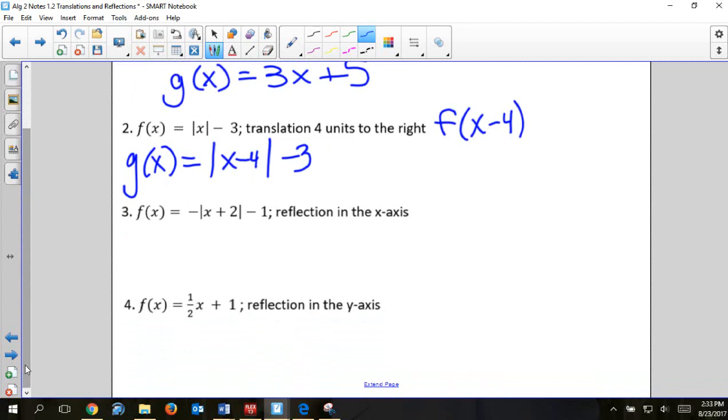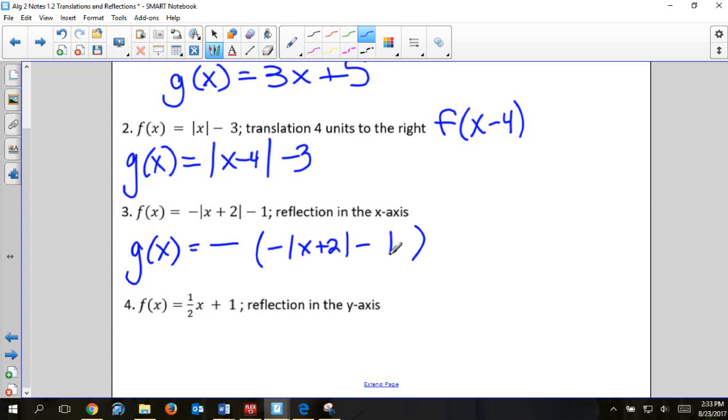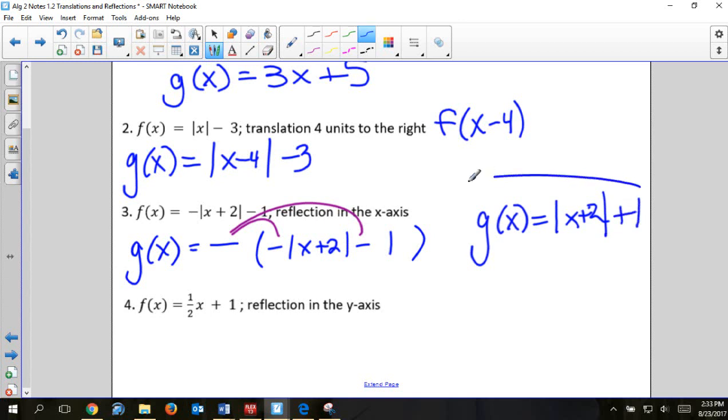Number 3, there's a reflection in the x-axis. So we'll have g of x, and we're going to take the entire function and make it negative. So we'll have negative absolute value x plus 2 minus 1, and then we negative that whole function. When you negative that whole function, it distributes, and it changes all the signs. So it's absolute value of x plus 2, and then plus 1.